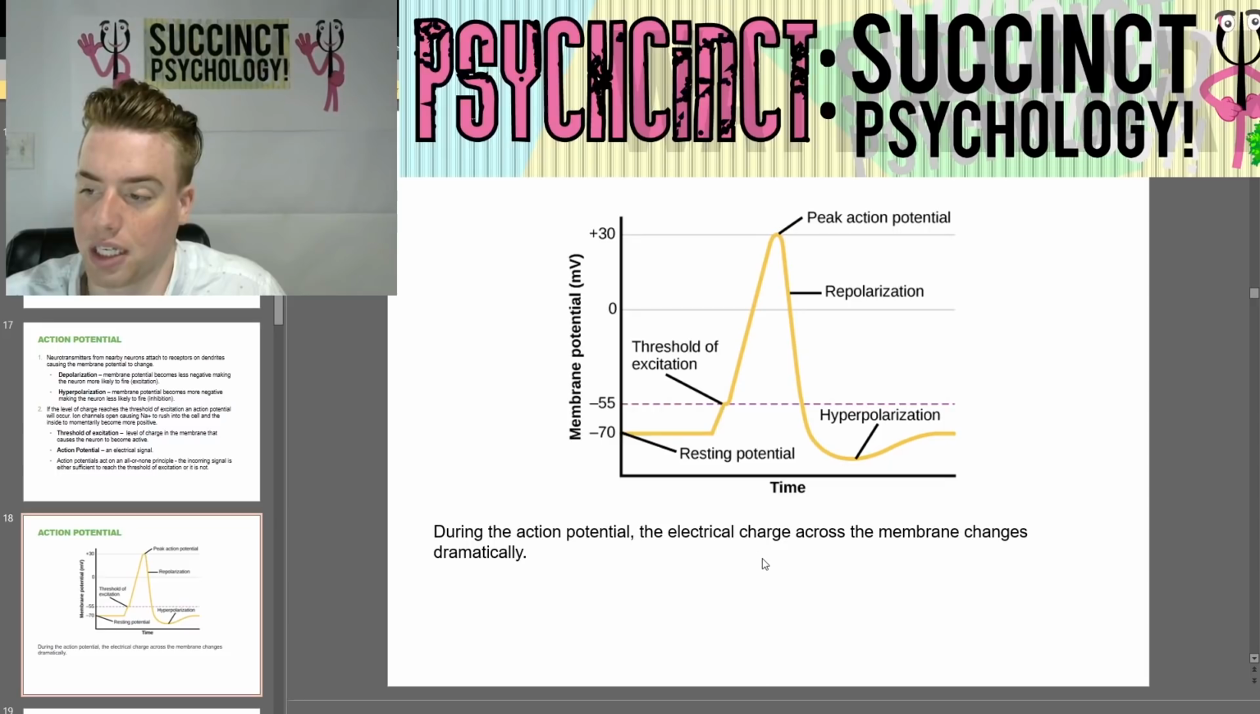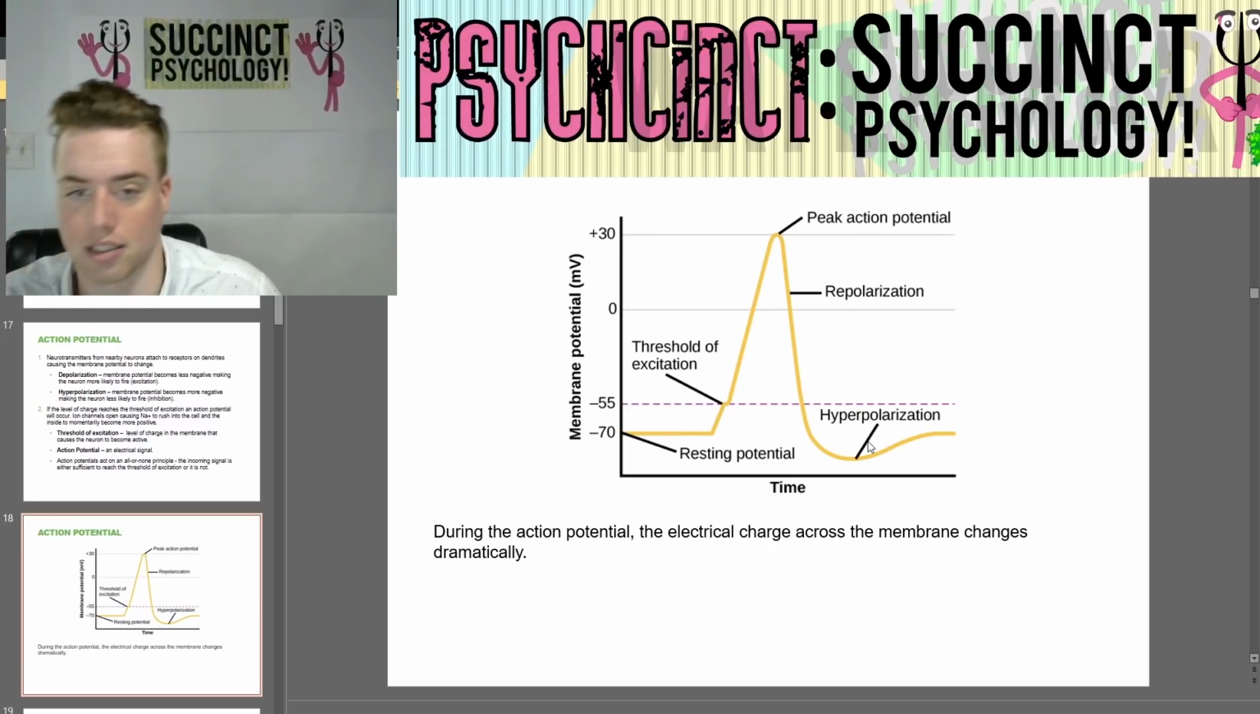Here we have a little graph. During the action potential, the electrical charge across the membrane changes dramatically. As you can see here, you start with your resting potential, reach the threshold of excitation, you reach your peak action potential, and then you start to repolarize and go into hyperpolarization, which is again making it less likely to fire.